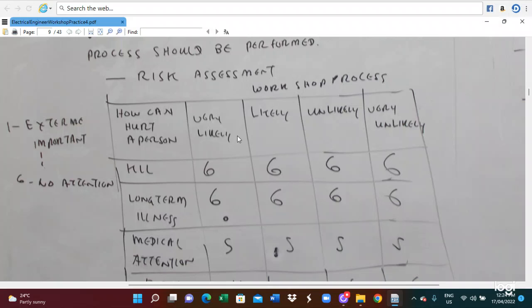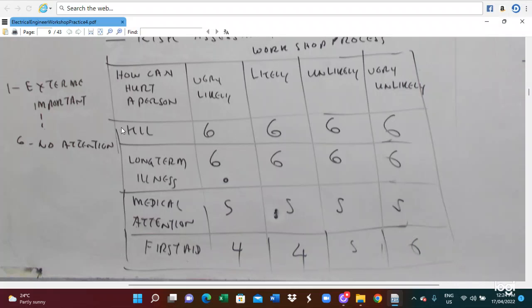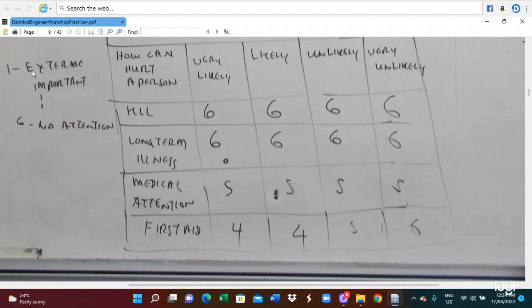How likely is harm to a person: likely, unlikely, very unlikely. The consequences range from death, serious illness, long-term illness, to medical attention. You can put these on a scale of 1 to 6. This is for how the person is damaged, from long-term illness to medium attention. This will be the damage level column. This row is how likely it is to happen.